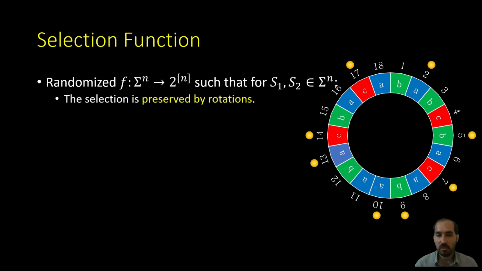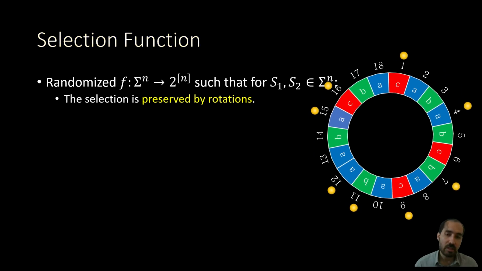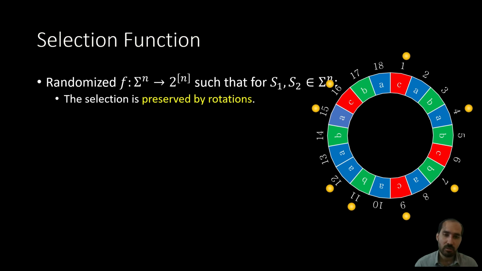The first property is that the selection is preserved by rotations, which means that if, for example, in this string the function selects positions 2, 5, 7, 8, 9, 10, sorry, then if we consider a cyclic shift of this string, rotated by 2 positions, the positions selected by the function are also rotated by 2 positions. Instead of position number 2, we now take position number 4. Instead of position number 5, we take position number 7, and so on and so forth.